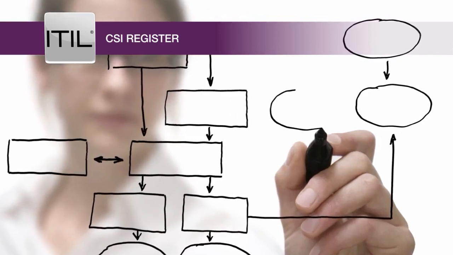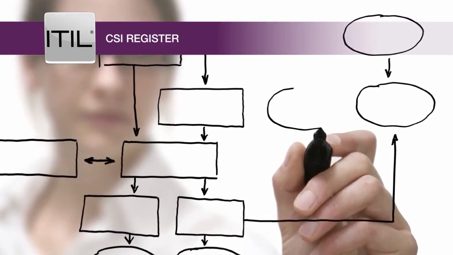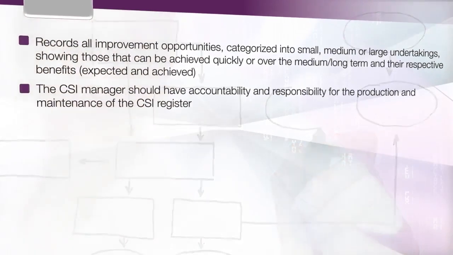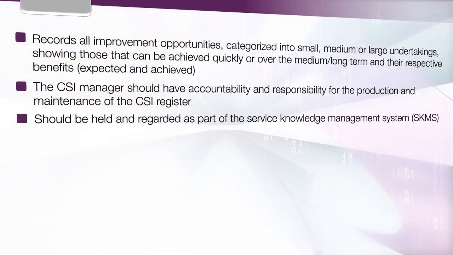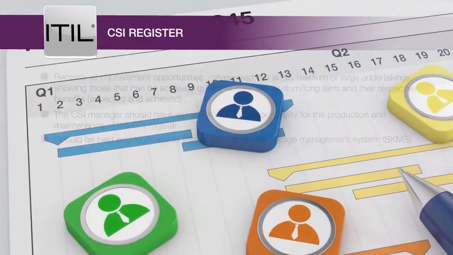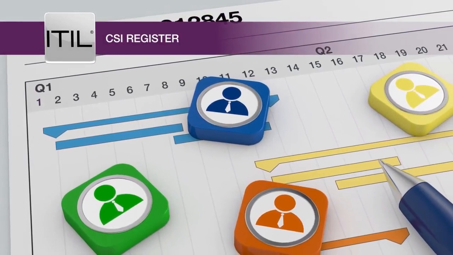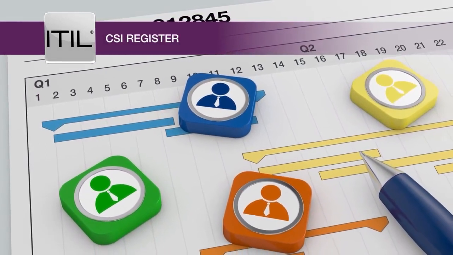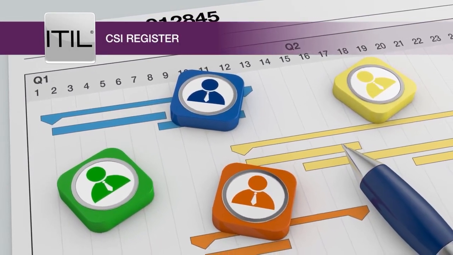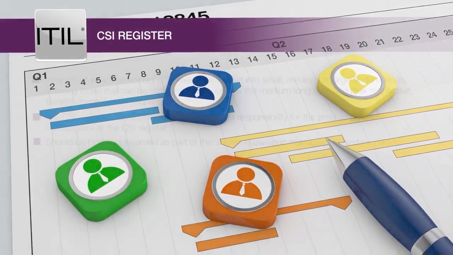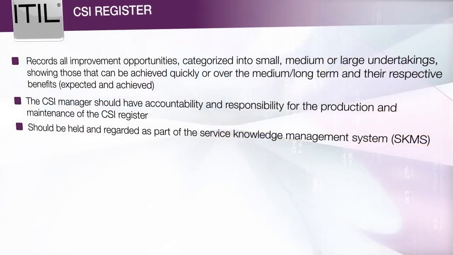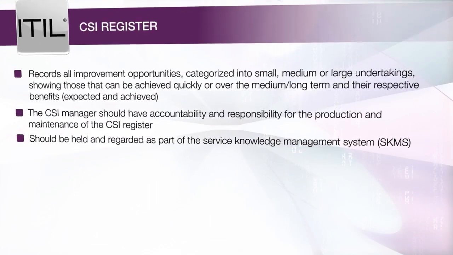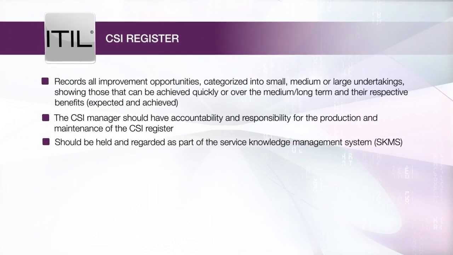The CSI register contains important information for the overall service provider and should be held and will be regarded as part of the Service Knowledge Management System or SKMS. The CSI register will introduce a structure and visibility to continual service improvement by ensuring that all initiatives are captured and recorded and benefits realized. The Continual Service Improvement Manager should have accountability and responsibility for the production and maintenance of the CSI register.